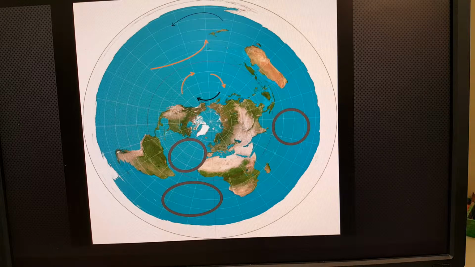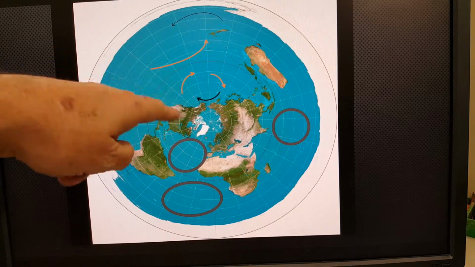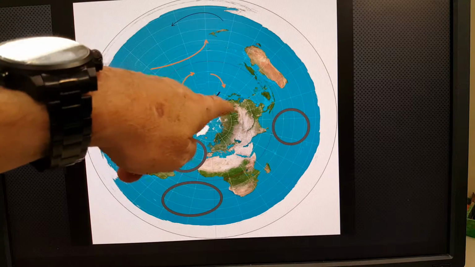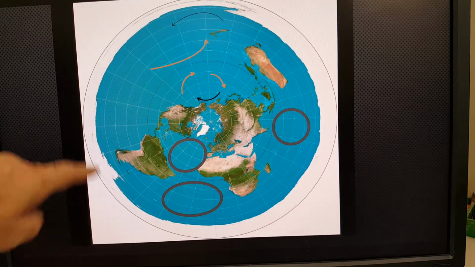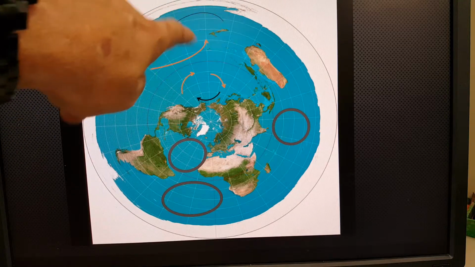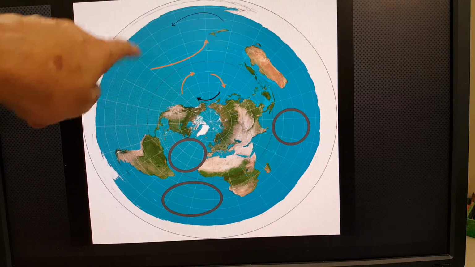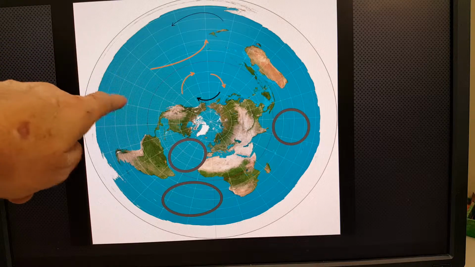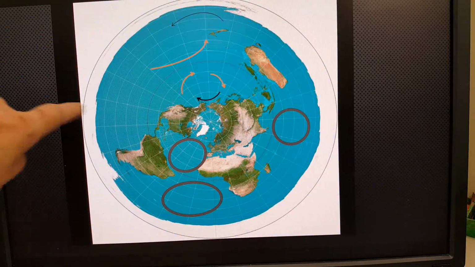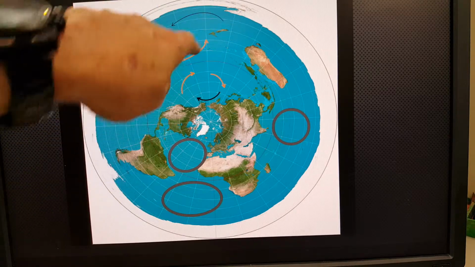Okay, this is my try at doing the flat Earth. I tried doing arrows, and I guess this one was halfway decent. But when I got to the Southern Pacific, you can see that this area is just gigantic, and I couldn't figure out how you could have a current that flows around this way, or I guess backwards around this way.